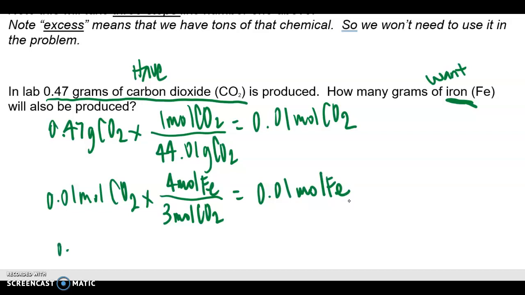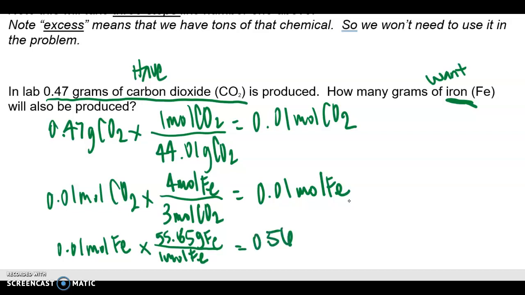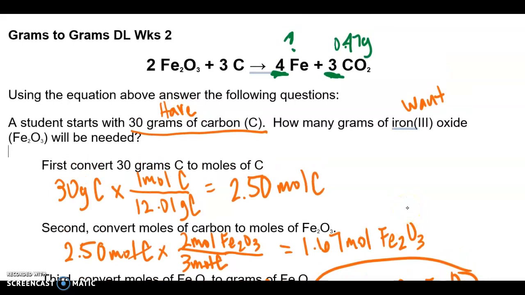So now we're going to take 0.01 moles of iron. And our last step is to get it into grams. So 1 mole of iron, based on the periodic table, is 55.85 grams of iron. And that's going to equal 0.56 grams of iron. So if we produce 0.47 grams of CO2, we're going to produce 0.56 grams of iron.